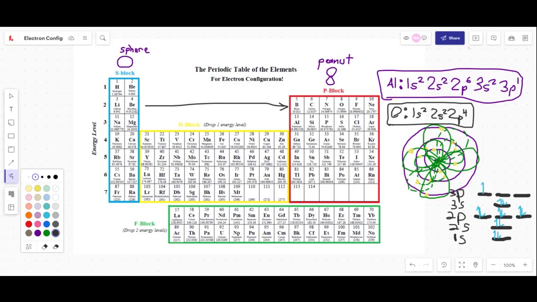What's the difference between an orbital and a shell? Okay, so a shell represents the entire energy level. So everything in the second energy level is the second shell. All of the 2s orbitals and all the 2p orbitals, all the orbitals that have a 2 in front of them, are part of the second shell.